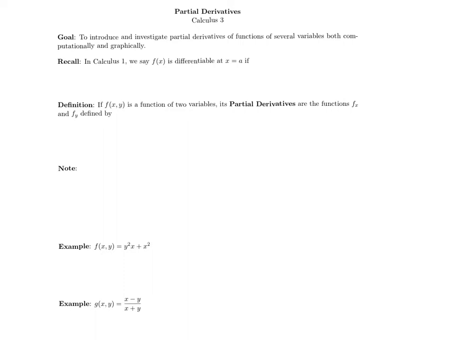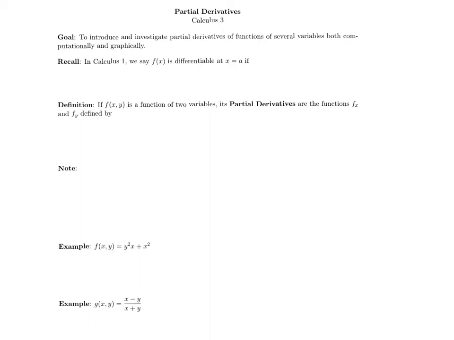This is our first video discussing partial derivatives. So we have finally made it to this topic of differentiation. And our goal is to introduce the concept of what we call these partial derivatives, which allow us to differentiate functions of multiple variables.